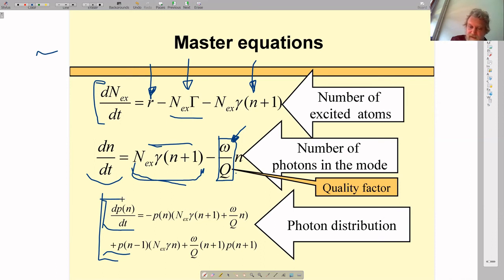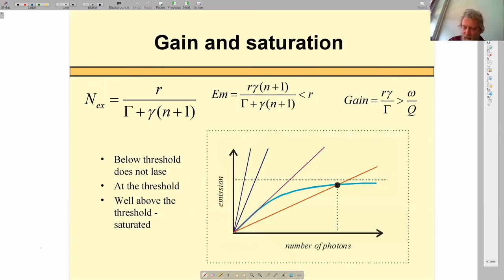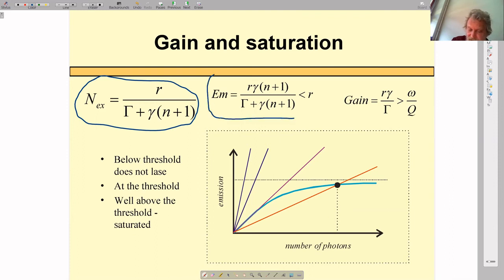Let me talk now about the first two equations. Let me talk about gain and saturation in the laser. Well, I can figure out the number of excited atoms, and I can figure out the total emission from these atoms. How does it depend on the number of photons in the laser? At small n, well, n is always bigger than unity. So if I plot it over n, I will see something which saturates at big n.